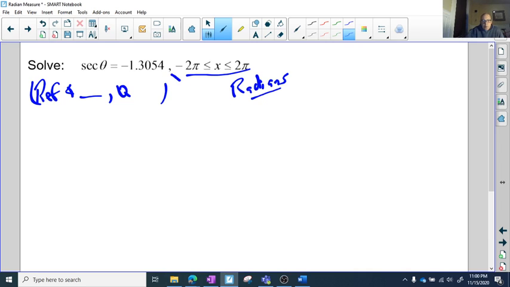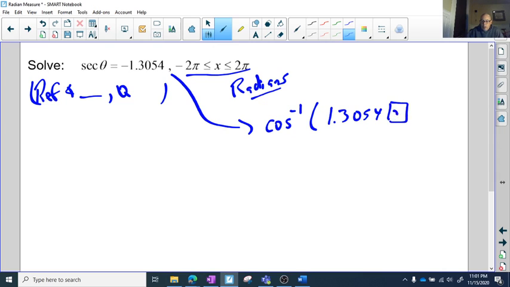Now remember, to do this on a calculator, there's no inverse secant button. So what you need to do is use inverse cosine. Input your number, no negative, remember, 1.3054. Before you hit equals or enter, you need to hit your reciprocal button, which is either x to the -1, or on some calculators, a 1/x button. Then hit enter. Close your bracket if there's brackets there.